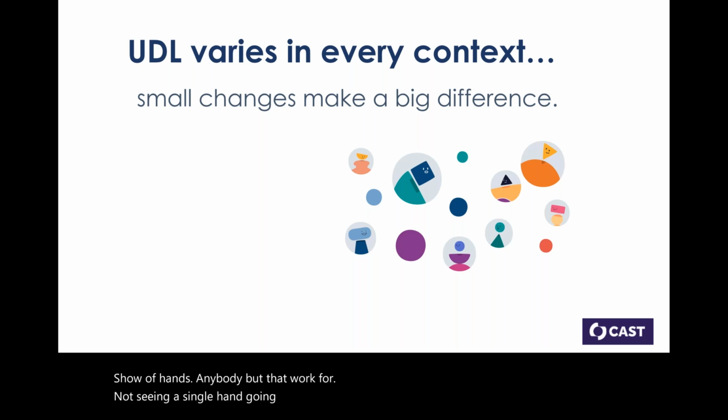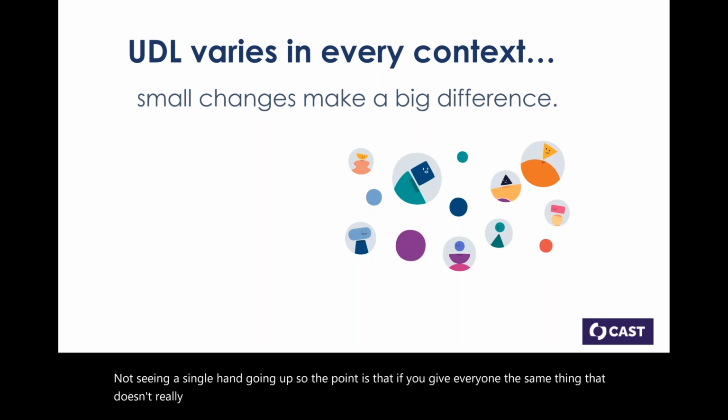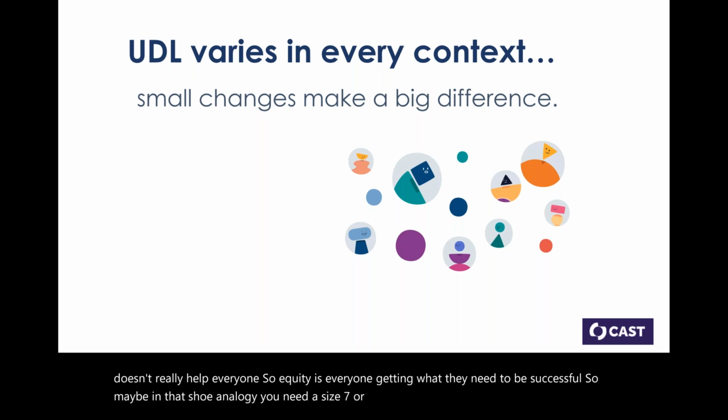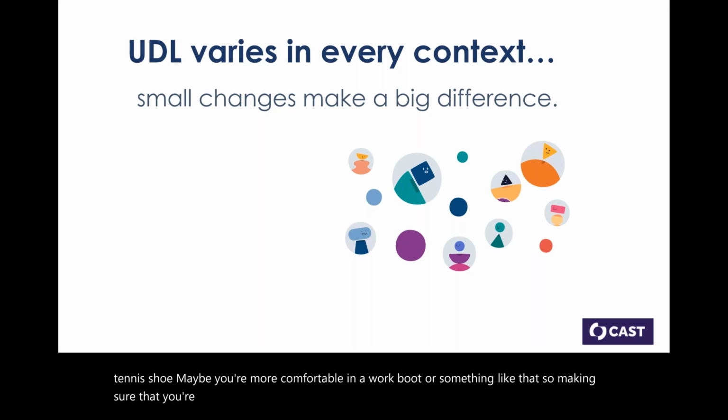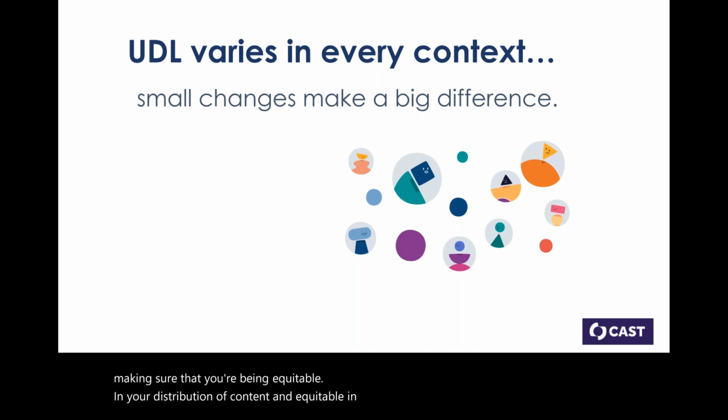So the point is that if you give everyone the same thing, that doesn't really help everyone. So equity is everyone getting what they need to be successful. So maybe in that shoe analogy, you need a size 7 or you need a size 6, or maybe you don't need a tennis shoe. Maybe you're more comfortable in a work boot or something like that. So making sure that you're being equitable in your distribution of content and equitable in your curriculum is really important.